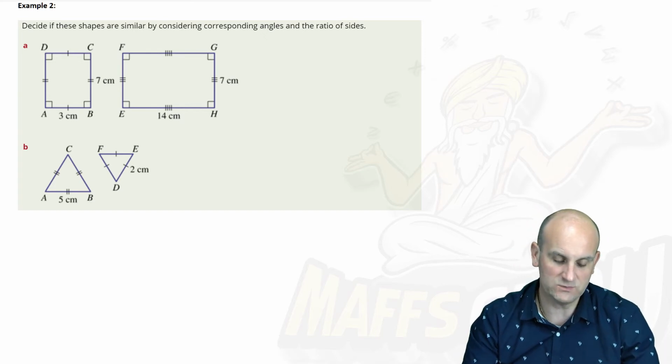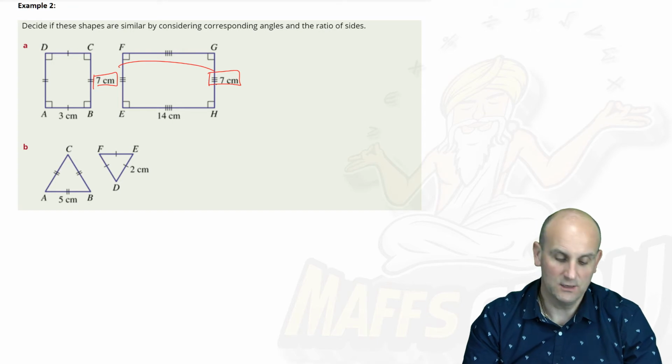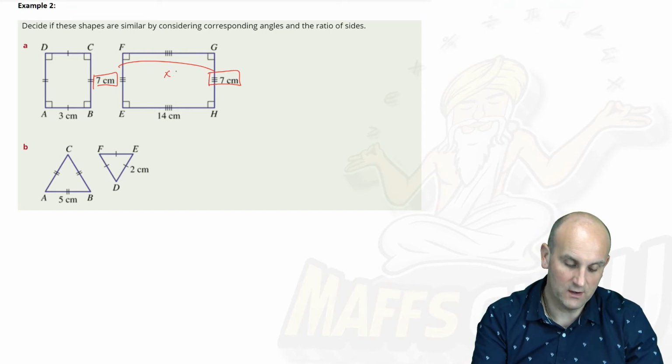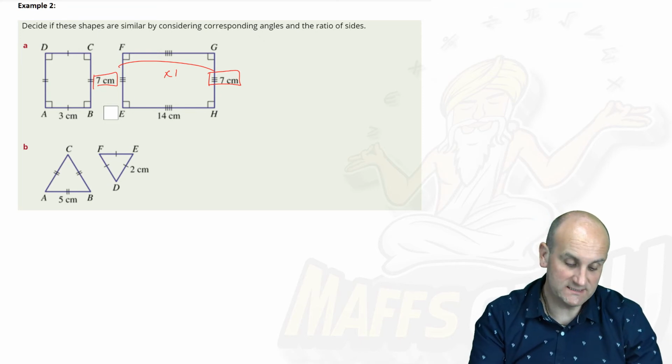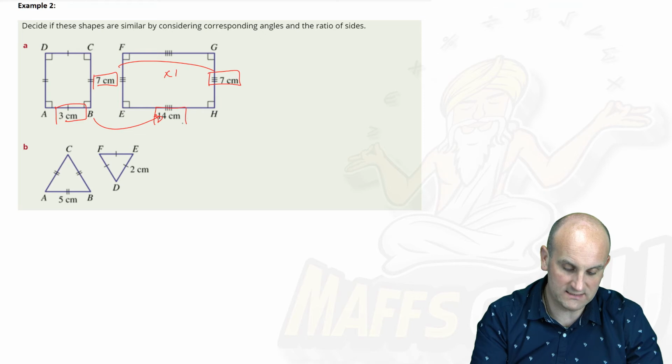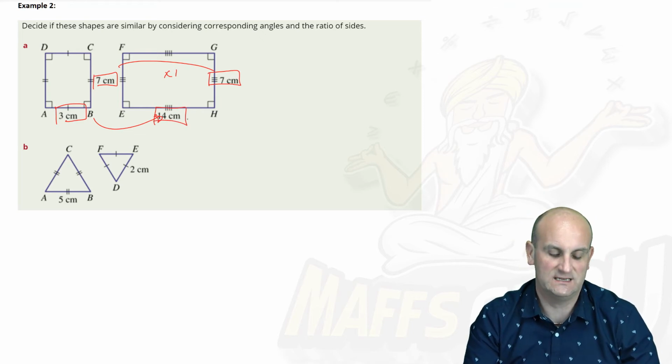Decide if these shapes are similar by considering corresponding angles and ratio of sides. If we look at this first one here, while the diagrams aren't necessarily drawn to scale, we do notice that this side here seems to correspond with that side there. So how do we go from 7 to 7? We multiply by 1. So for shapes to be similar, this would multiply by 1 to give me that. And 3 centimeters times by 1 isn't 14 centimeters.